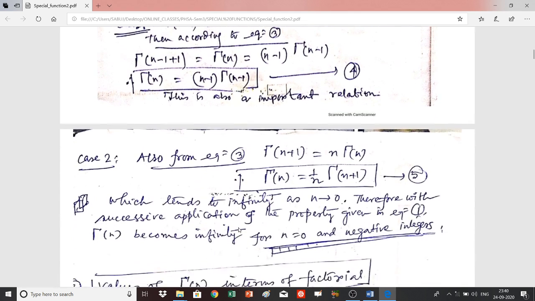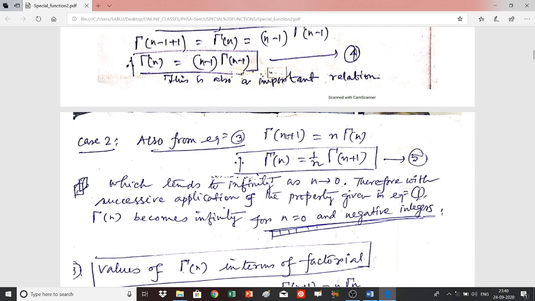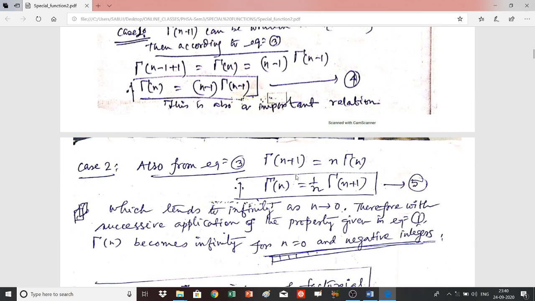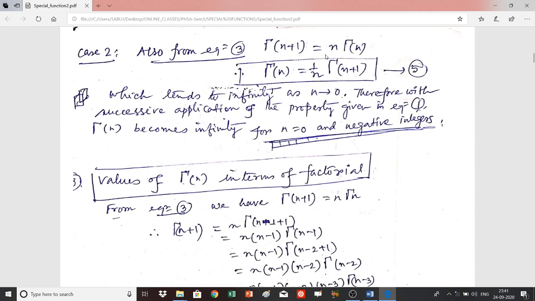Now another case. Also from equation 3 you know that gamma n plus 1 is equal to n gamma n, which we have already obtained. From here you can write gamma n is equal to 1 by n times gamma n plus 1. So from this relation, if n tends to 0, then you can find that gamma n is infinity. So for n equal to 0, gamma n is equal to infinity, which can be proved from this relation.